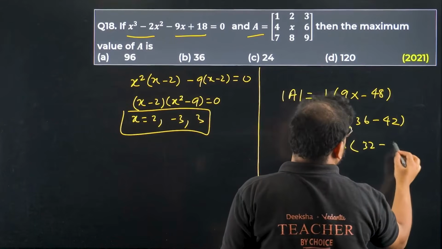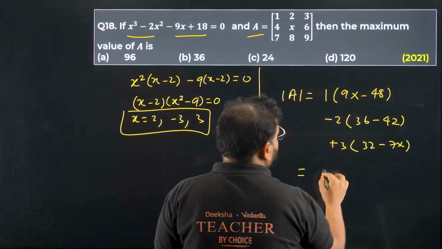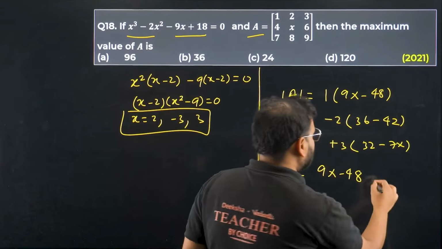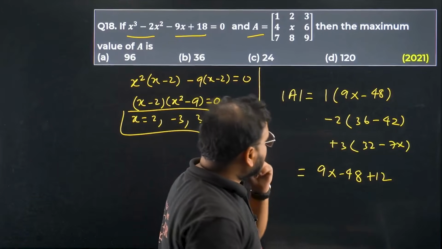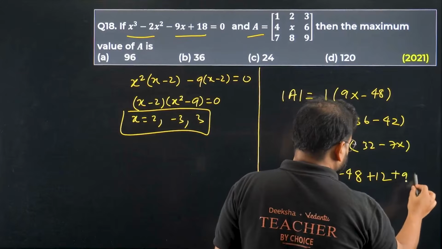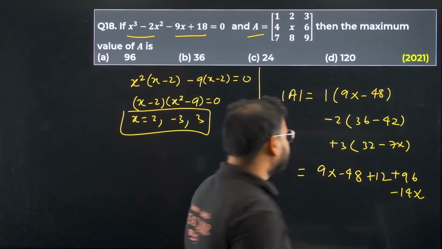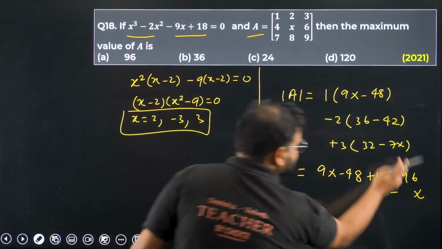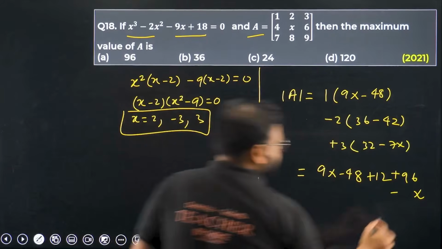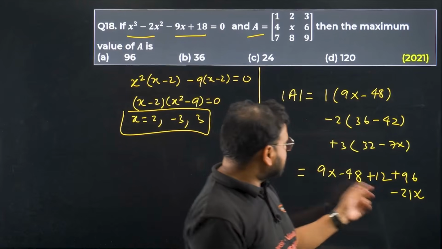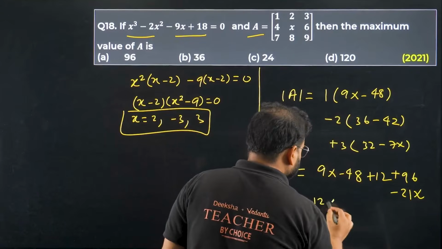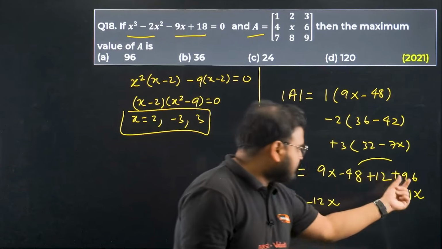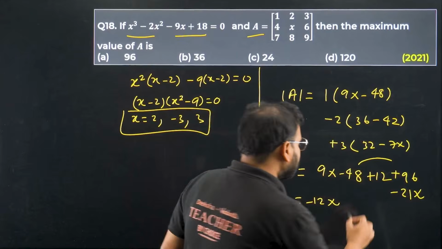32 minus 7x. Simplify this: we are getting here 9x minus 48, and we have here minus 6, so it becomes plus 12. And over here I have 96 minus 14x, correct now? 21x, sorry. 7 threes are 21x. So 21x and 9x becomes minus 12x. And 96 minus 48 is 48. Plus 12 will become 60.